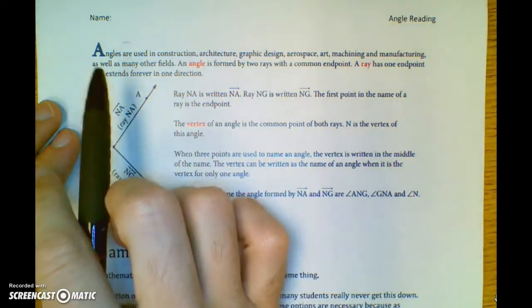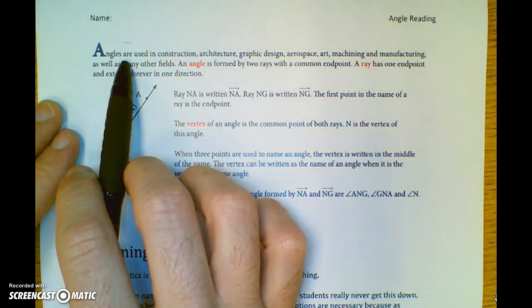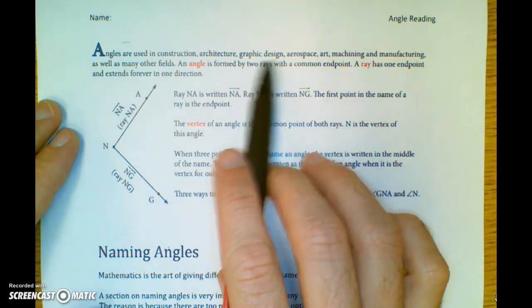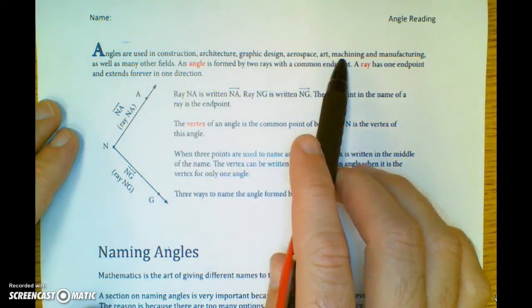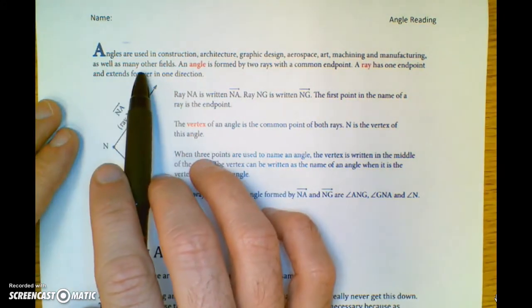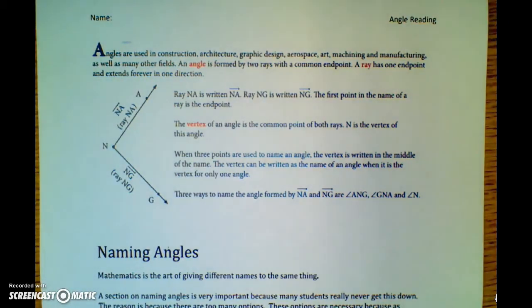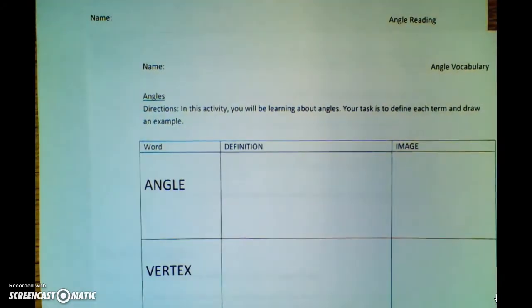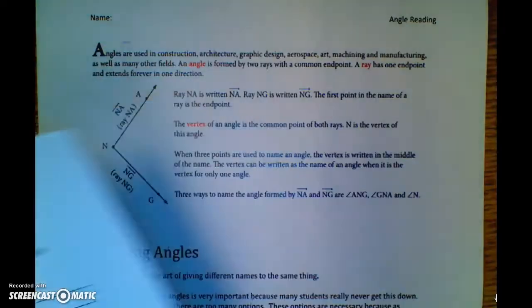Alright, so just some background. Angles are used in construction, architecture, graphic design, aerospace, art, machining, and factoring, as well as many other fields. As we do our reading, I'm going to switch to our vocab sheet as well, so that we can keep track of some important words that we're going to read about.